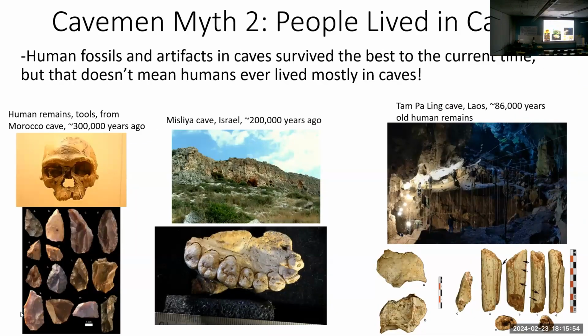And so human remains and artifacts survive well in caves. Like here's some remains from Morocco, in Africa, dating back to 300,000 years ago. This is a cave in Israel that has human teeth dating to 200,000 years ago. They completely changed the timeline of human dispersal outside of Africa. This is a cave from Laos, 86,000 years ago, with human remains.